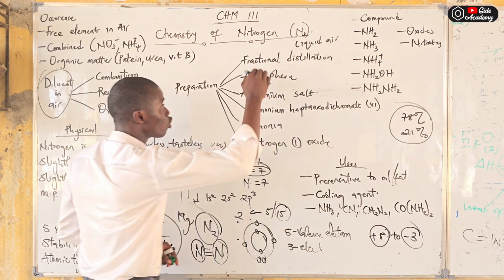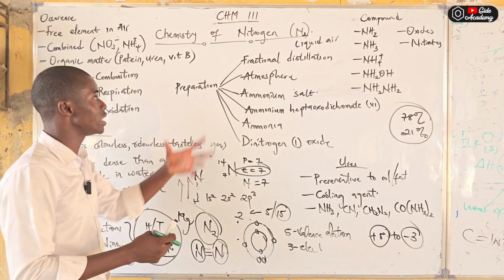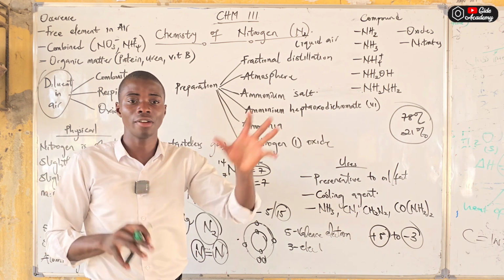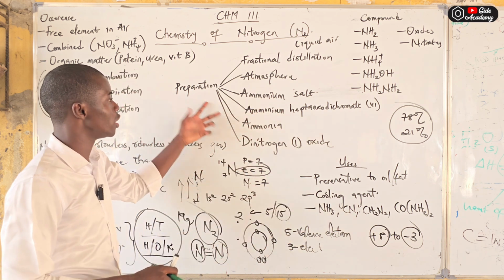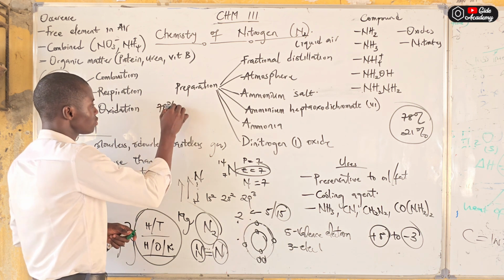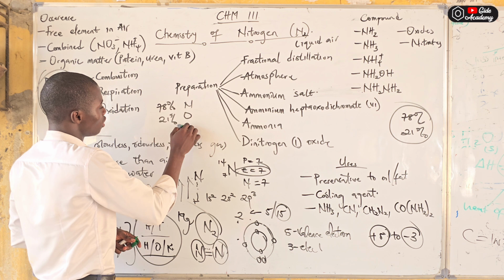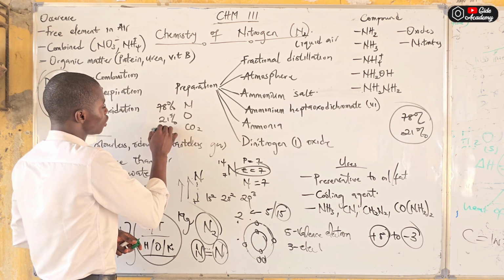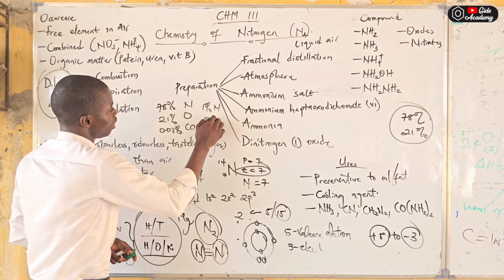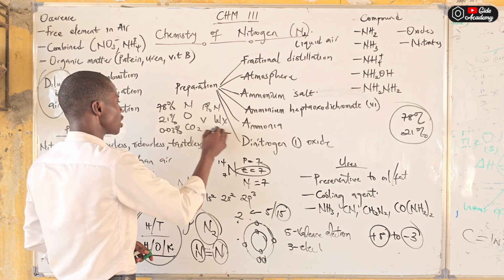So when air, a mixture of gases, is compressed to liquid, then you use fractional distillation by separating the different fractions of air. You can get nitrogen from there. Like what I said earlier, in the atmosphere we have 78% nitrogen, oxygen 21%, CO2 0.03%, noble gases 1%, and water vapor, which varies. Impurities as well vary.